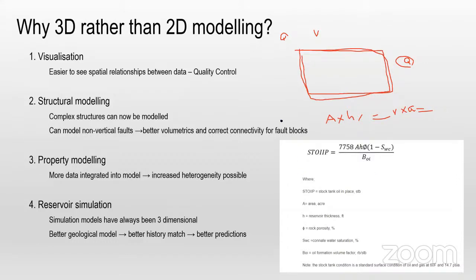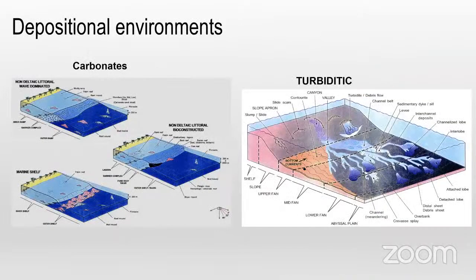But in reality, we have a 3D model. So the 3D model gives us a better prediction. Okay, let's start with the depositional environment. Why is the depositional environment important for us?